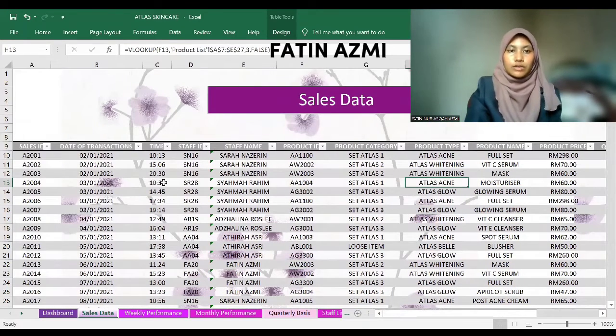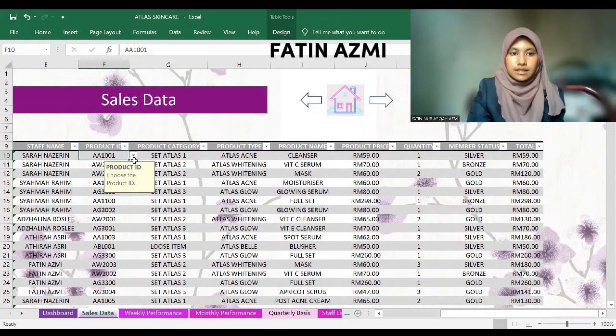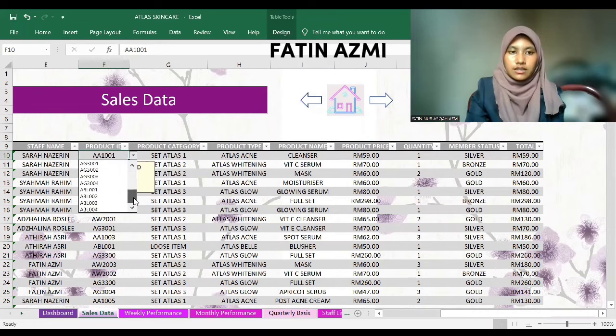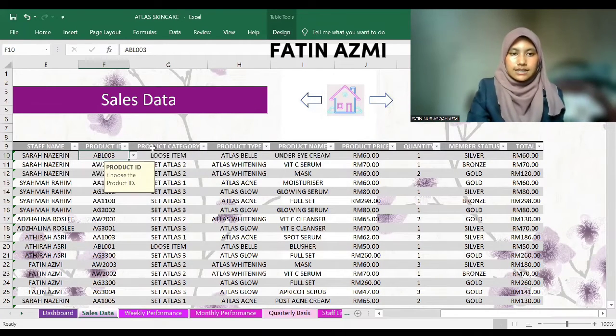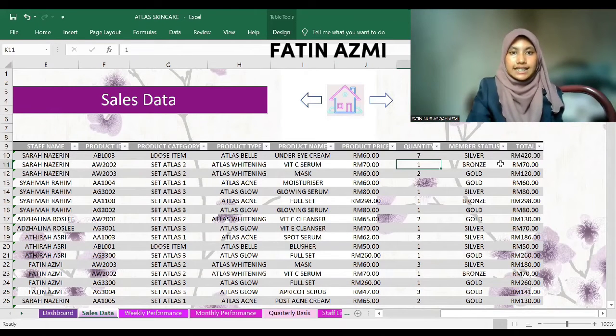Next, for VLOOKUP, we use it on staff name, product category, product type, product name, and also product price. For example, if I change the product ID, the other details such as product category, product type, product name, product price, and total will automatically change because they follow the product ID, which is the primary key. Also, if I change the quantity, the total will also automatically change.